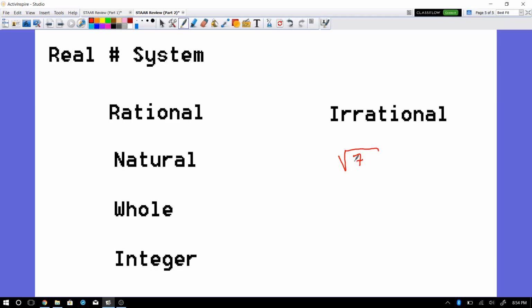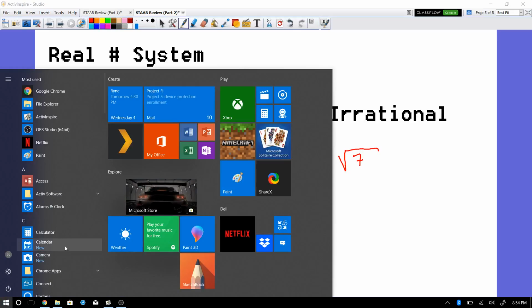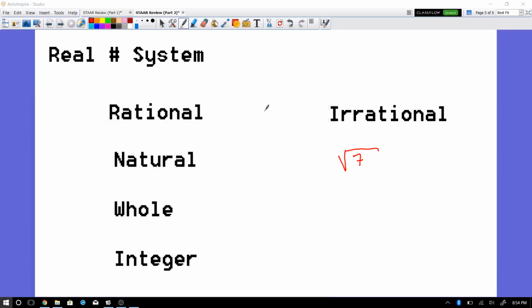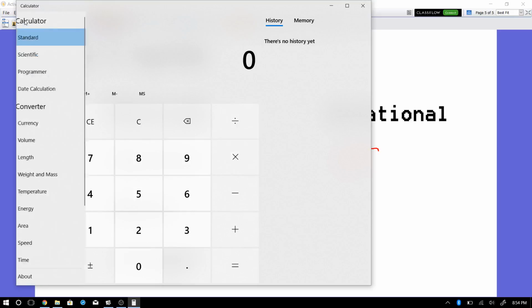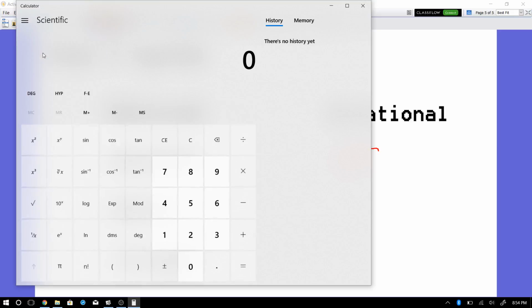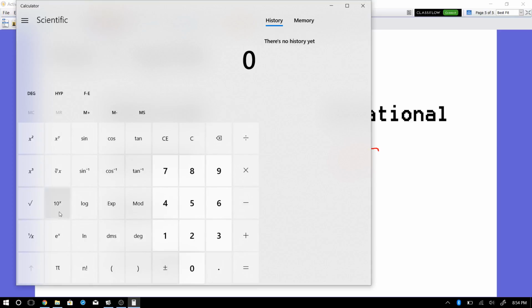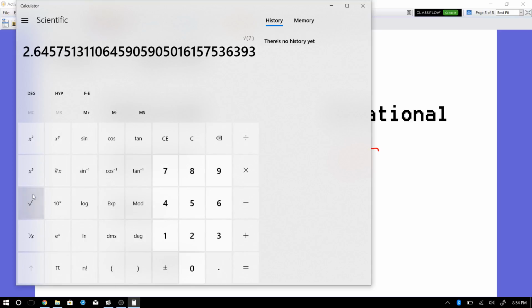Okay, so I'm just going to go ahead and pull up a calculator real quick. Let's look at the square root of 7. Calculator. All right, scientific. 7 square root. Yeah, okay, so you're looking at that and you're sitting there going, I have absolutely no idea what I'm looking at. Yeah, no one does.